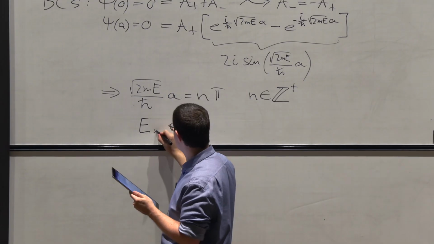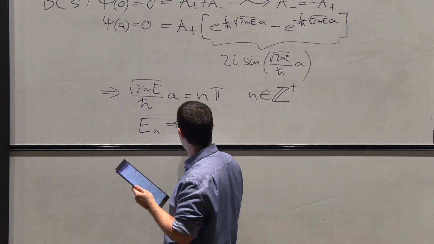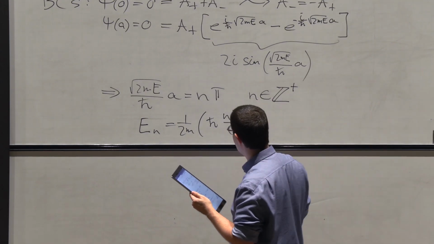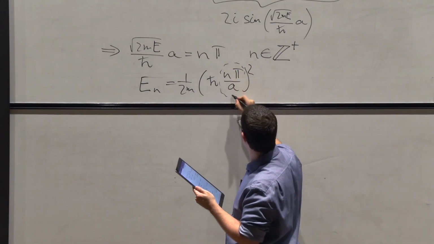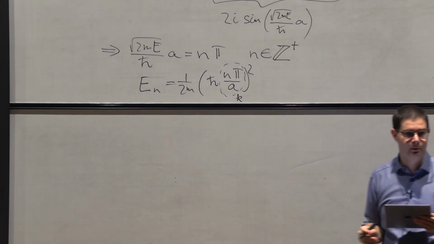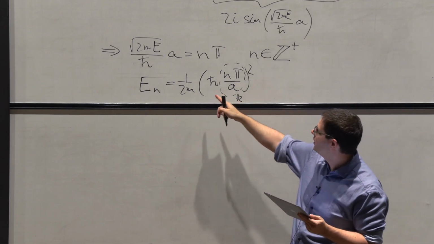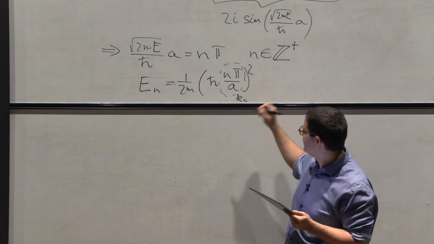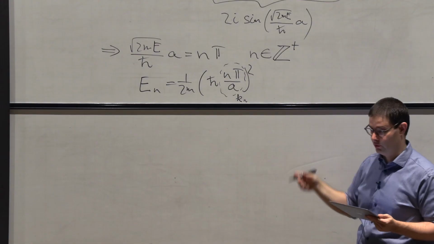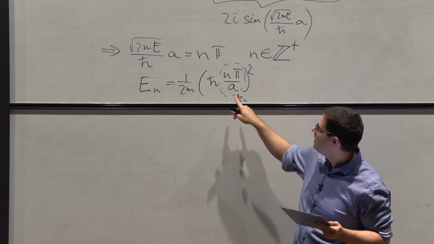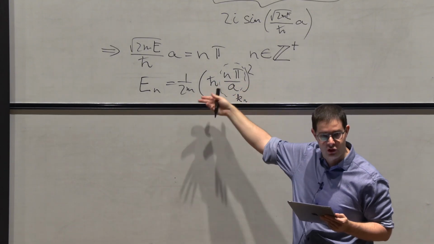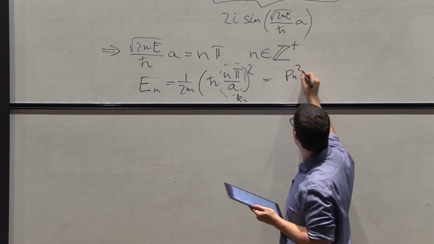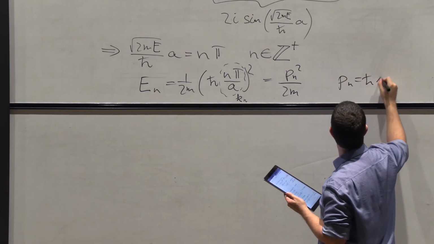So the allowed energies are labeled by these positive integers n: 1 over 2m, h bar n pi over a, squared. I'm writing it this way because you can recognize that this thing is what we call k, the wave number of a plane wave. So you see the relation that energy is 1 over 2m times momentum squared pop out from here, and it's the fact that these k's are only allowed to be certain values to satisfy the boundary conditions. So we have the relation that the momentum is p equals h bar k, and the energy is p squared over 2m. Okay? So I can write this as Pn squared over 2m, where Pn is h bar kn. Okay?